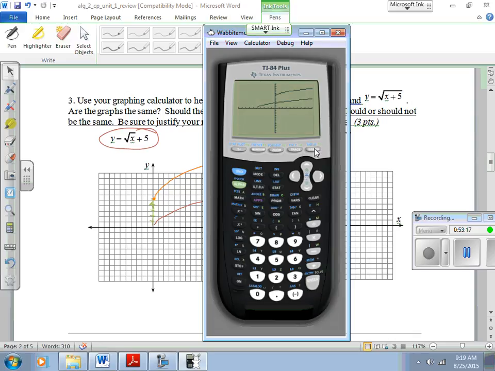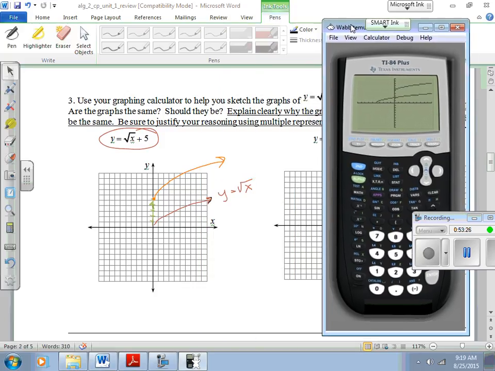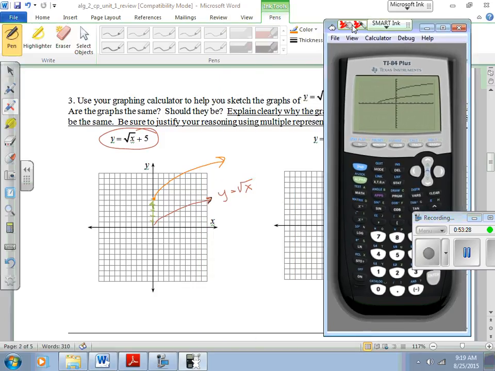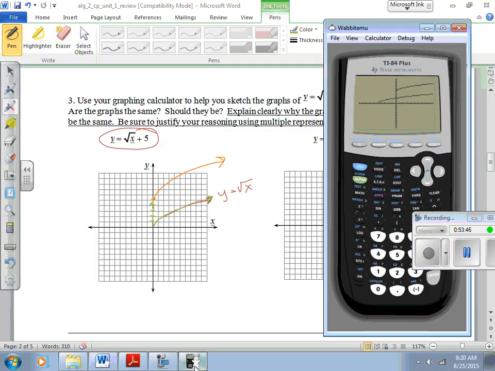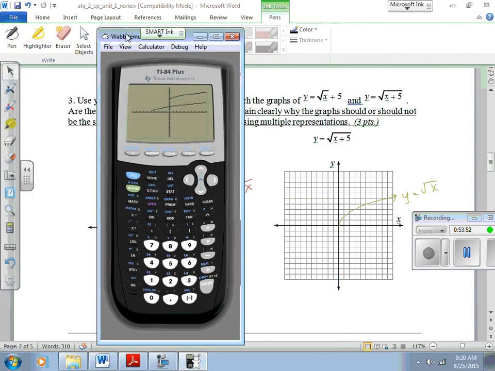Okay. Everybody see your new graph? So take a look at your original parent function. Remember our original parent function was this one right here? I'm going to put it over here. This is the original parent function of y equals square root of x. What happened now? We went to the left 5 units. That's all it did.